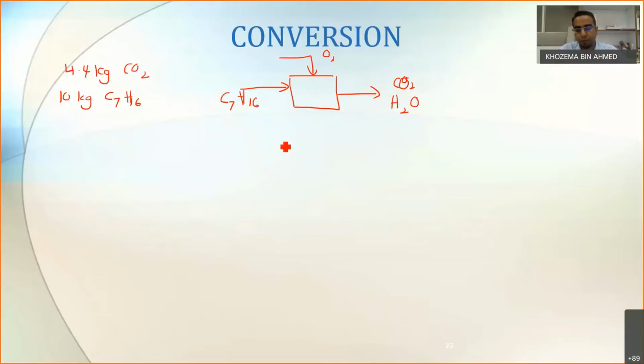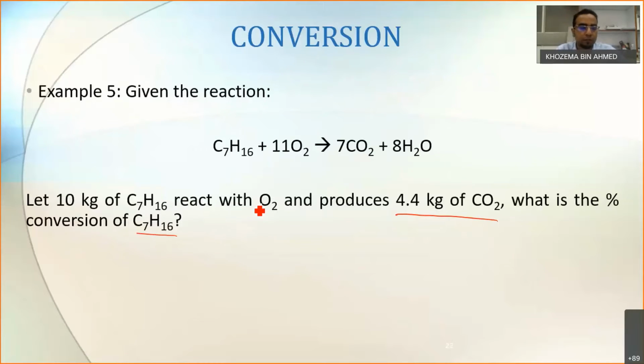Now, if you read the question, it is asking us what is the conversion of C7H16, meaning that in a way we can say that this is our limiting reactant. We have oxygen here as our excess reactant. Because most of the time we will be focused on conversion of our limiting reactant. Even though the question is not stating, sometimes you can assume that this is your limiting reactant. But now we want to find how much of this one is converted based on how much CO2 is produced.